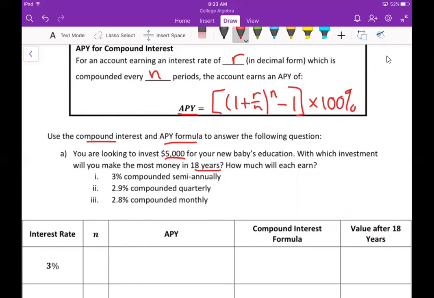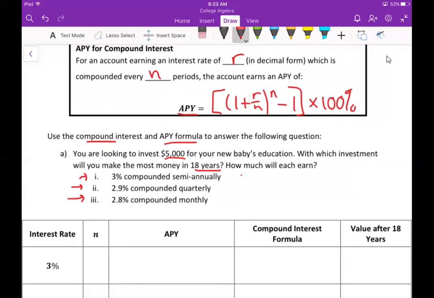So what I'm really investigating here is we have two things now that we know affect an investment. We know the interest rate changes how much we get in the end, and we know how many times it's compounded. So what we're trying to investigate then here is do we want a higher interest rate, 3% versus 2.9 versus 2.8? Those are all only about a tenth off, right?